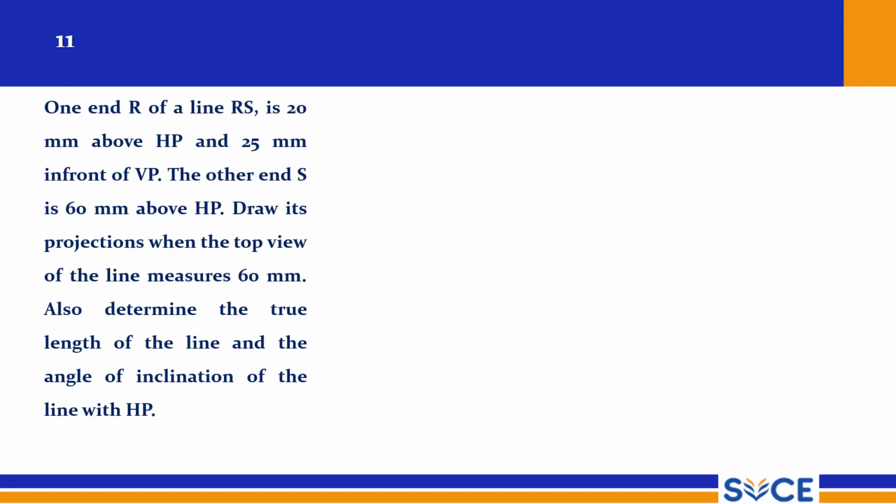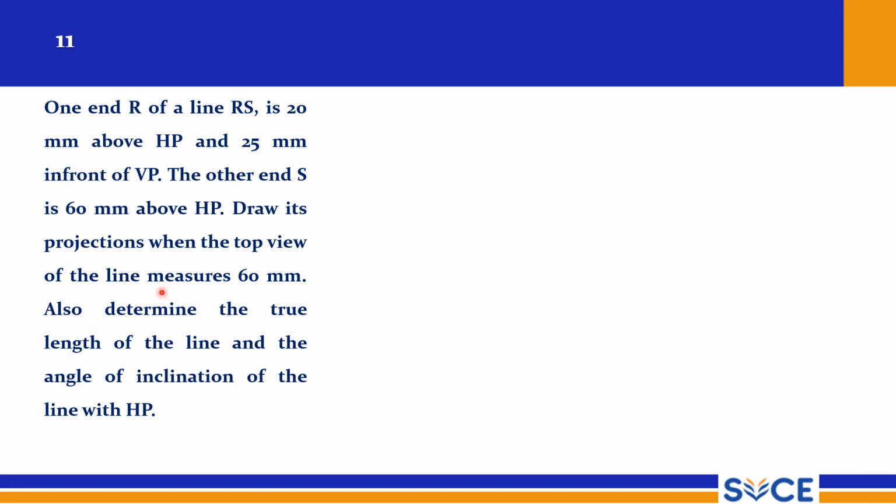One end R of line RS is 20 mm above HP and 25 mm in front of VP. The other end is 60 mm above HP. Draw its projections when the top view of the line measures 60 mm. So top view length is given and no angle is given. It is obviously inclined to HP and parallel to VP.